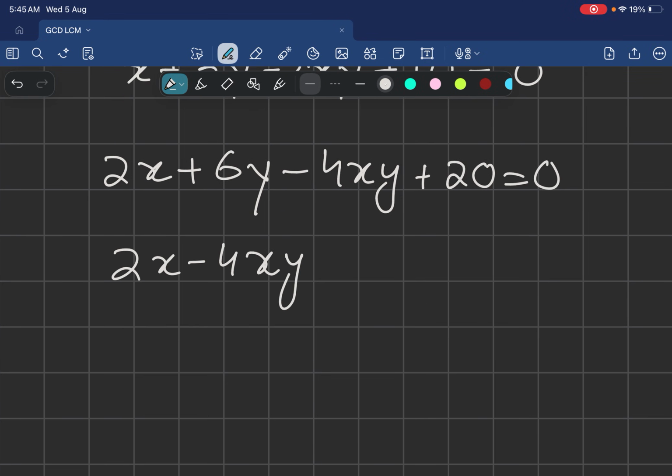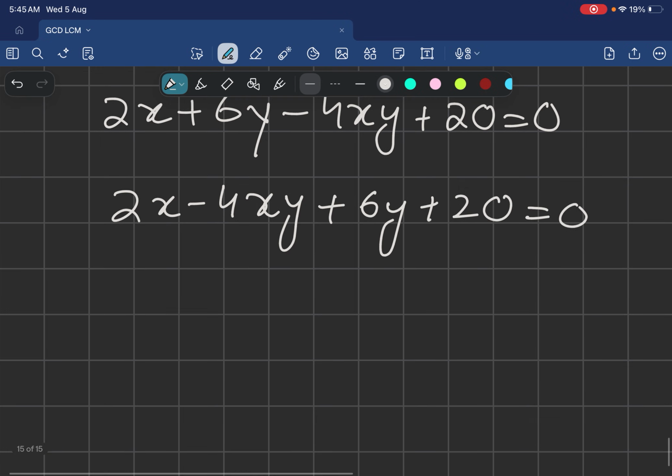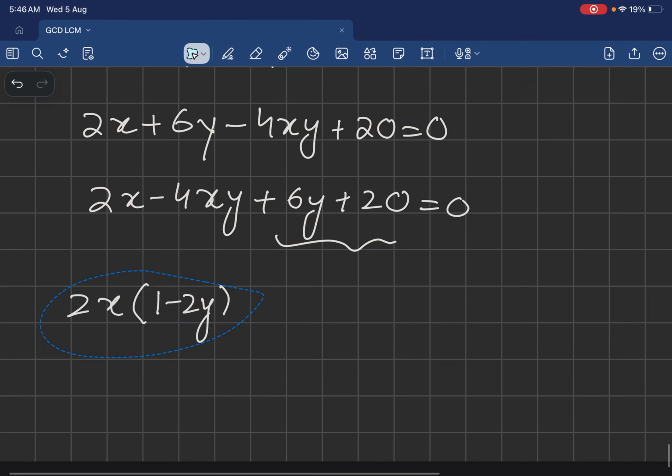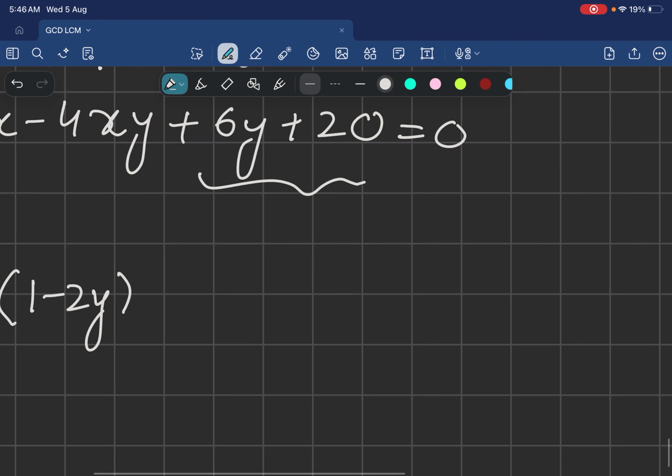Okay, and then bring this here, minus 4xy plus 6y plus 20. Okay, so if I take 2x common, I am left with 1 minus 2y, right? Now I have to make 1 minus 2y here as well.